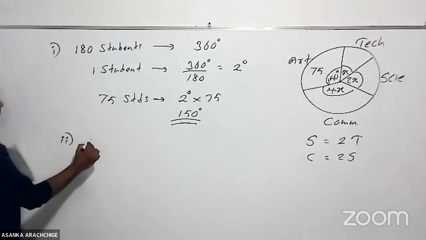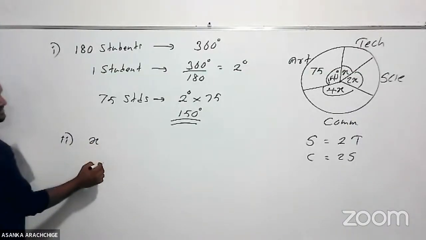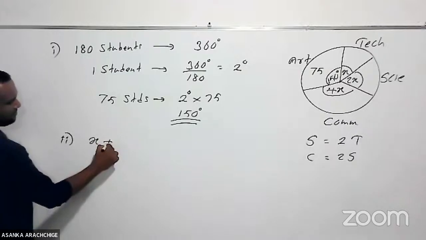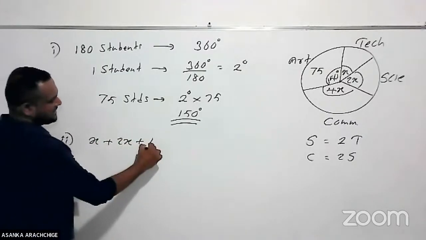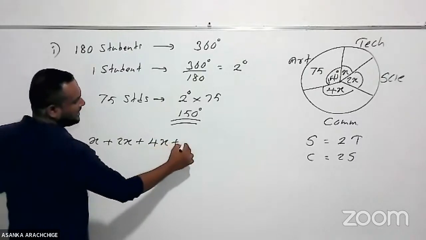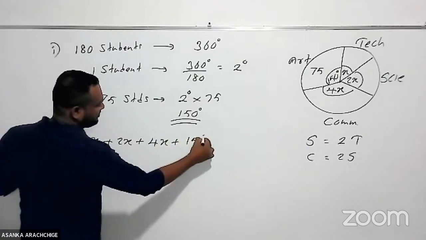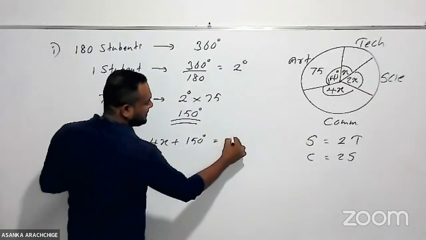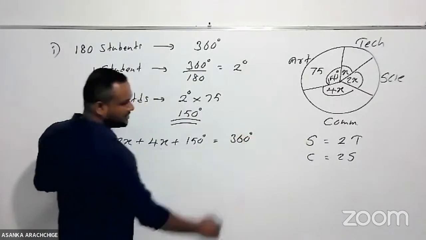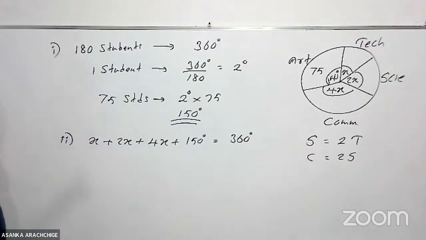Answer for number 2. X, that is the angle of tech, plus 2x, angle of science, plus 4x, commerce, plus 150. This is the angle of art. That total must be equal to 360. Clear?